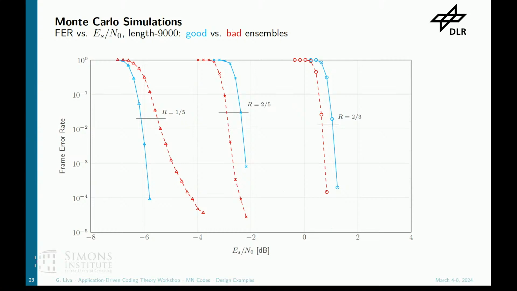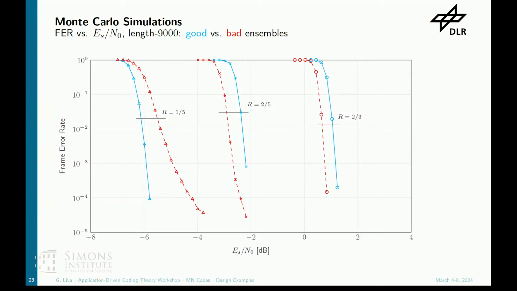And here we see an example of two designs done with block length 9,000 bits. So this is the length of our code. We get different code rates by playing with the distribution matcher parameter. And the red curves are obtained for an ensemble that is bad. So it has an exponentially large number of low-weight code words. Let's put it this way.